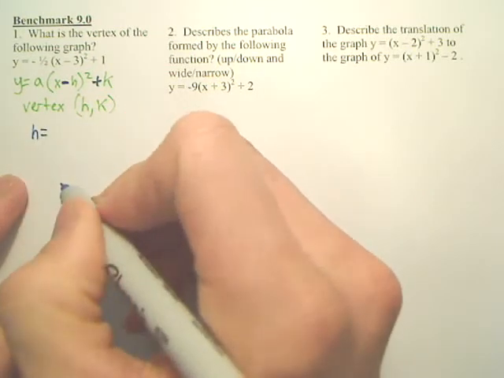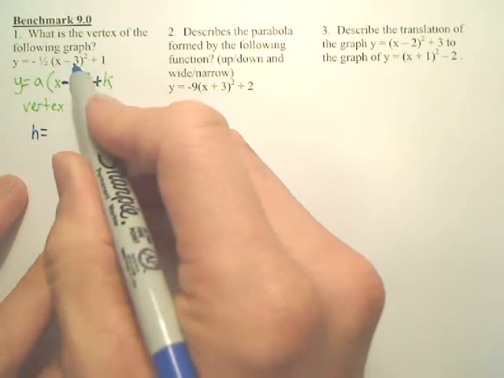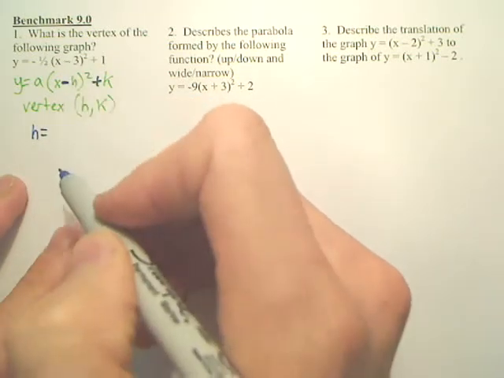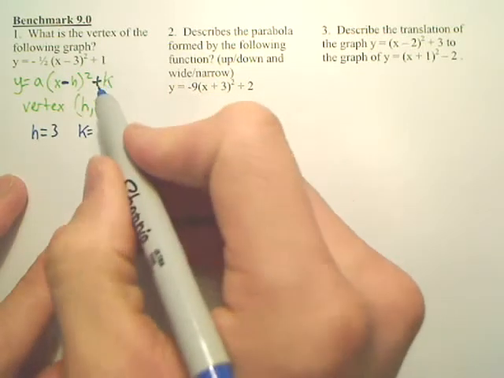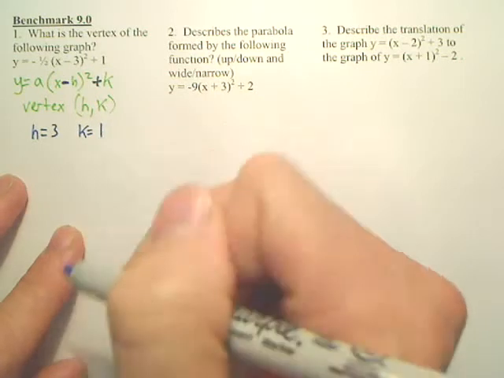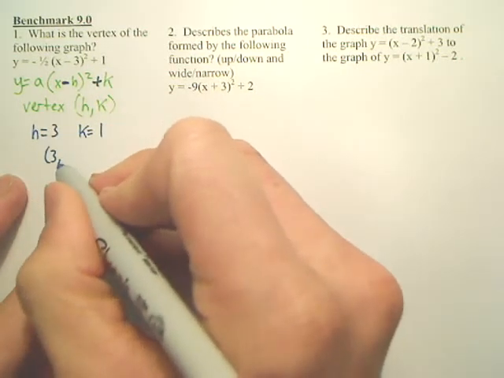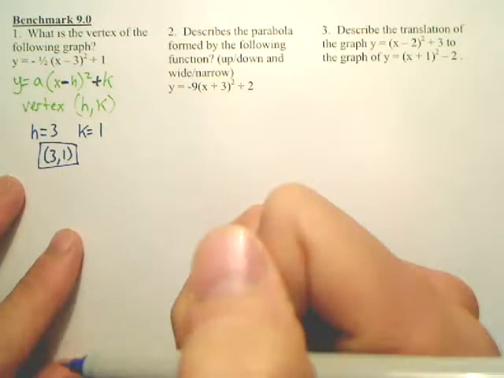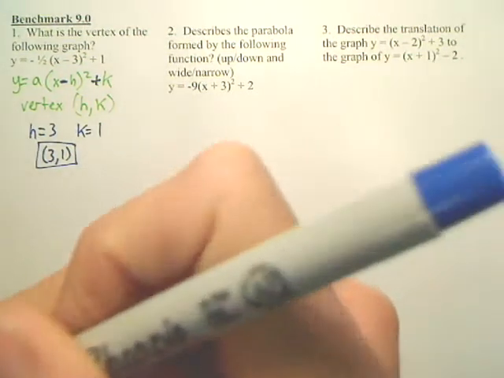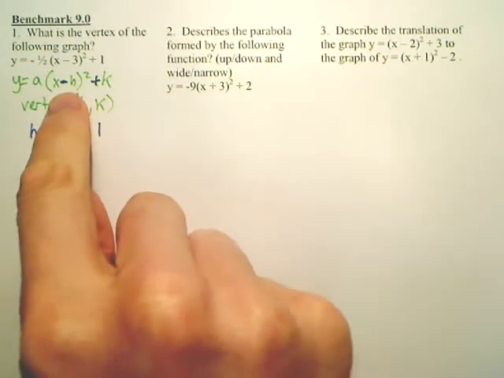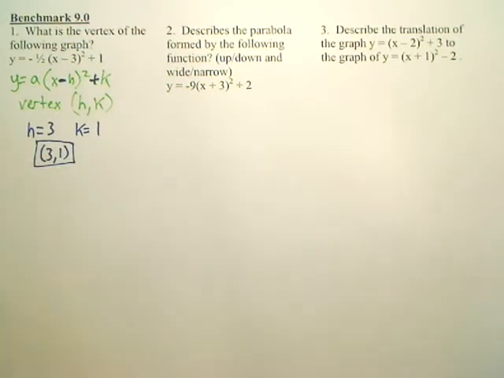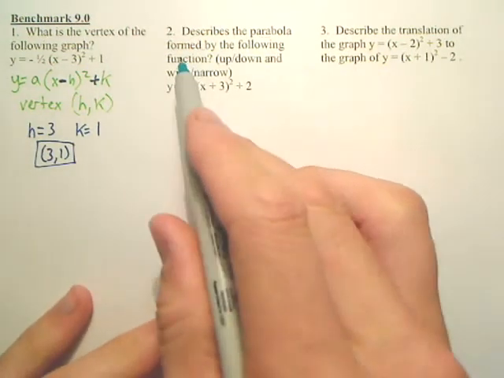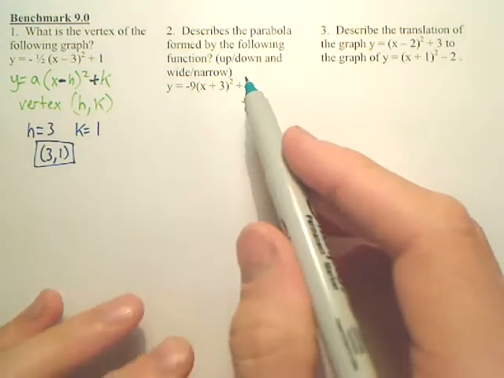Actually, let's start over. h, well, is the opposite of this number right here. So what's the opposite of negative 3? 3. And k is just the number, plus, so it's 1. So my vertex is (3, 1). It's probably one of the easiest problems you'll get. All you've got to do is look at it, take the opposite of this number, and that's the vertex. Bam. Pretty cool.